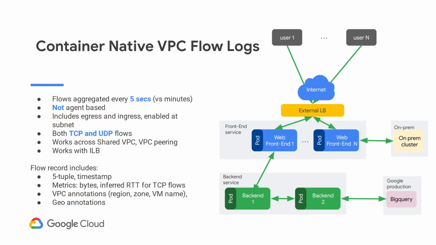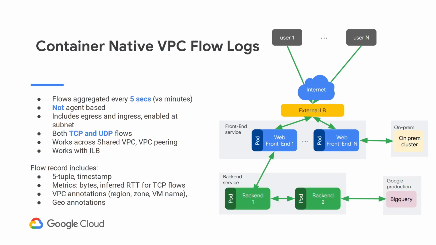One of the biggest differentiators for container native VPC flow logs is the fact that our flow logs are aggregated in nearly real time every 5 seconds, versus minutes, which is the usual case. And again, you notice here that our flow logs are not agent-based. Usually, you have agent-based solutions where an agent sits within a single node and is responsible for generating those logs. So you see the fact that we are trying to ensure that all of these things work natively within our networking fabric.